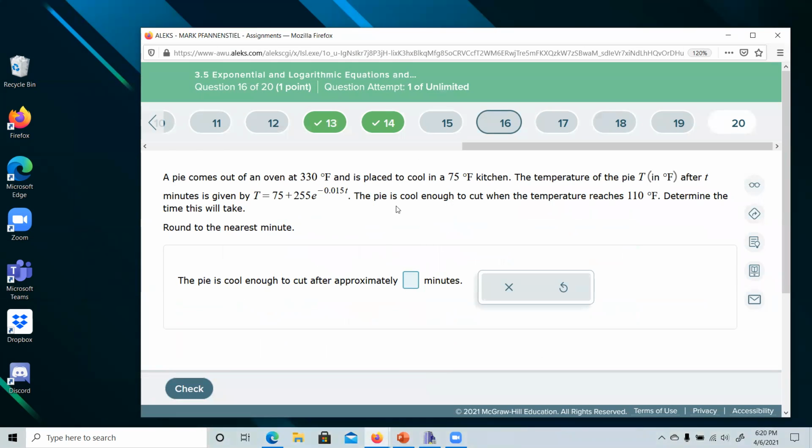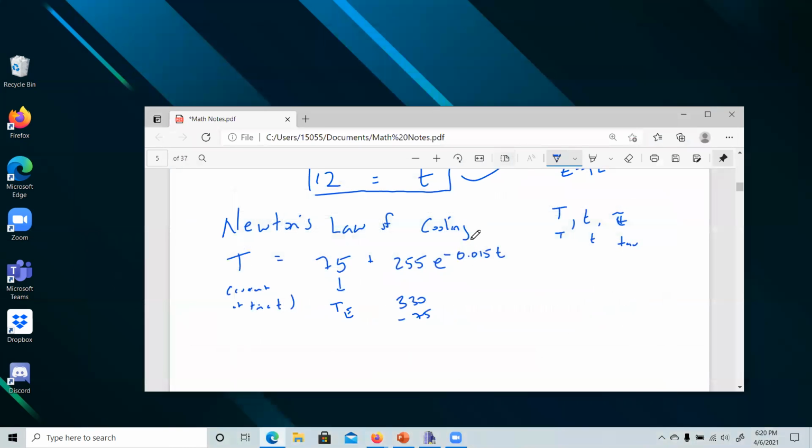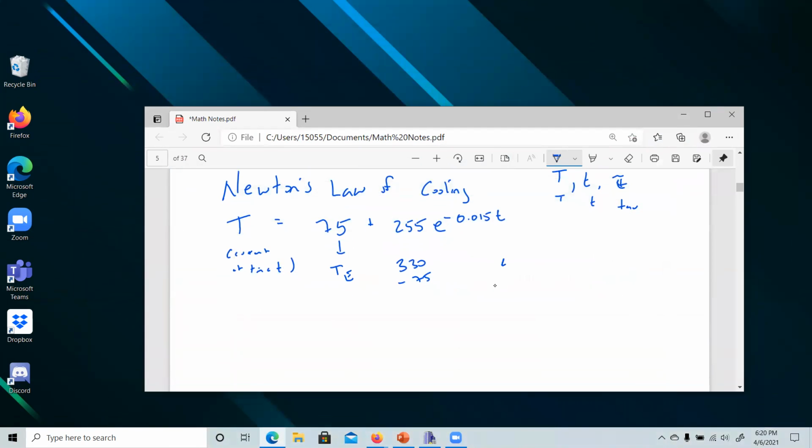The pie is cool enough to cut when the temperature reaches 110 degrees. Determine how much time this will take. Okay, so when T equals 110.